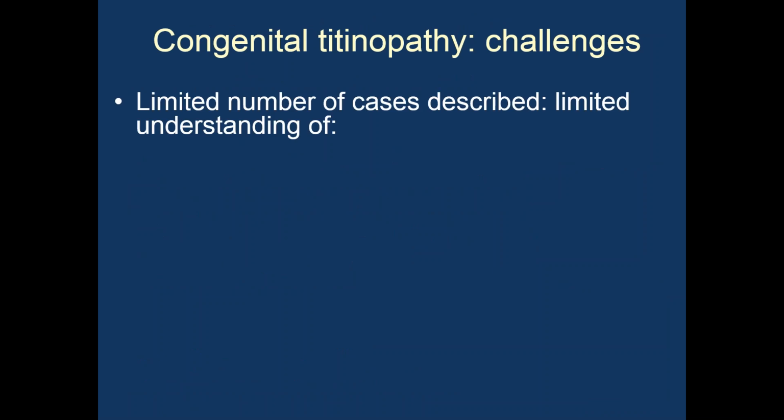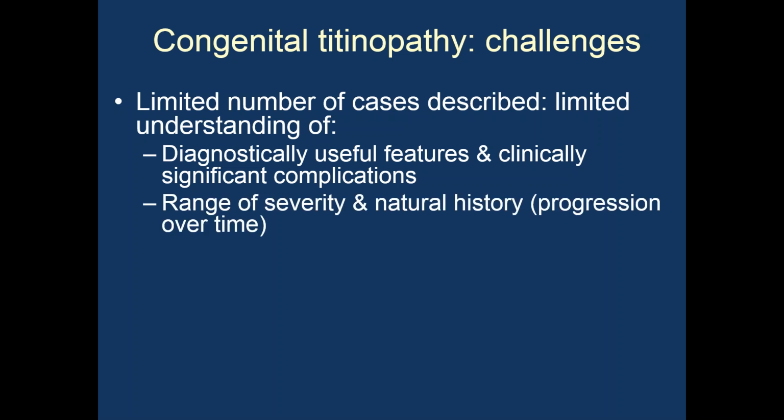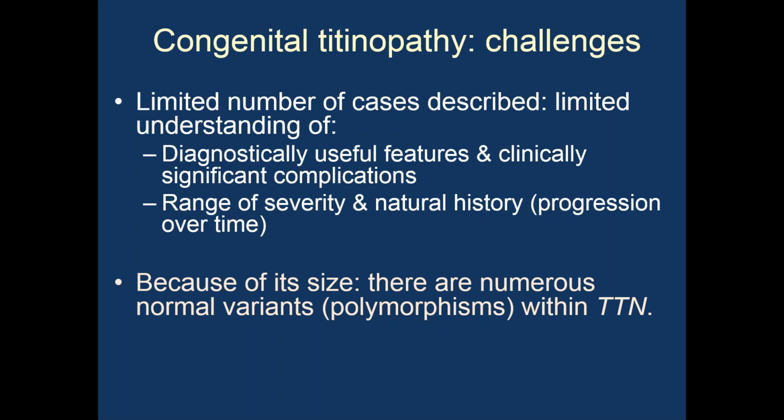At the start of this project, at the start of this paper, we had a really limited number of cases described, just those 14 cases. So that meant that we had a reasonably limited understanding of the diagnostically useful features, those features that are hooks for clinical people like me to start thinking about Titin as a possible diagnosis. And also we had a limited understanding of the clinically significant complications that might develop in our patients over time. And we also didn't really know the range of severity, how severe or not severe the condition could be, and the natural history. So that's a term we use when we're describing progression over time, how rapidly it might progress.